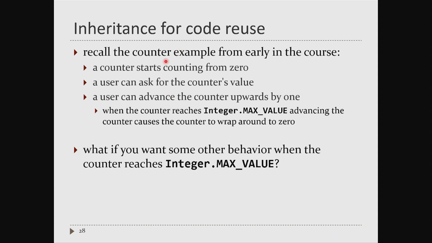Now, remember we were talking about this counter way back, several weeks ago. You remember a counter is really simple. It simply counts, starting at some value and going up. Our counter started at 0. It keeps counting until you hit Integer.MAX_VALUE. When you hit Integer.MAX_VALUE, it wraps around back to 0. Now, you can ask the question, well, that's great, but what if I want a counter that does something else when it hits Integer.MAX_VALUE? What if I want the counter to stop counting when you hit the maximum value? Or what if you wanted to throw an exception or something else?